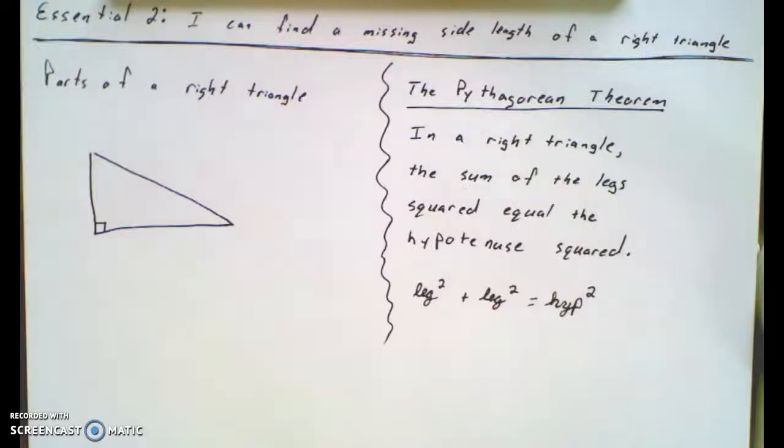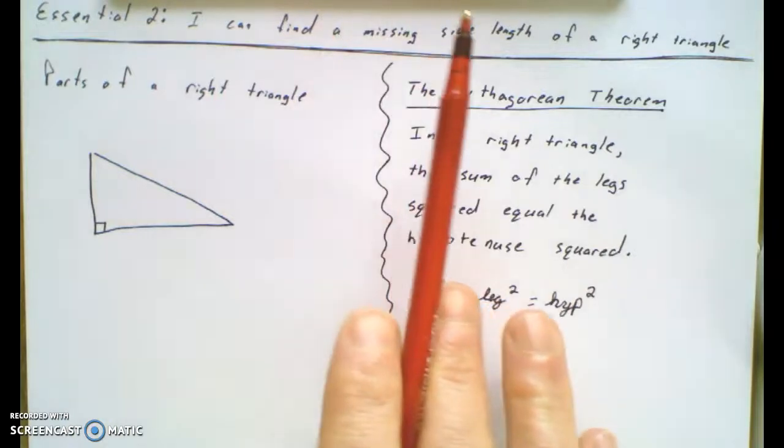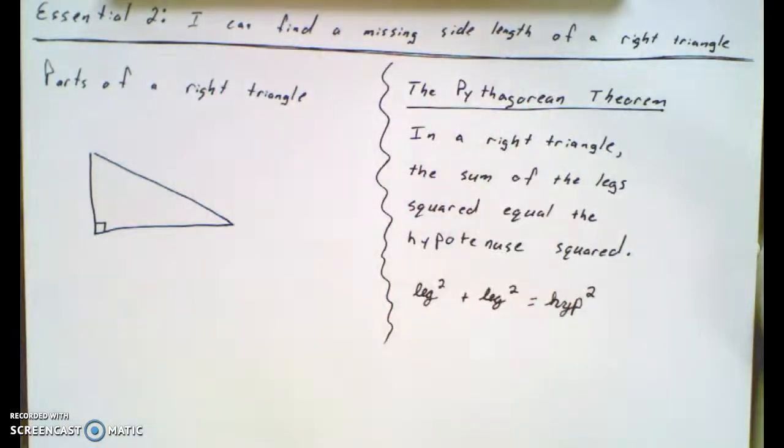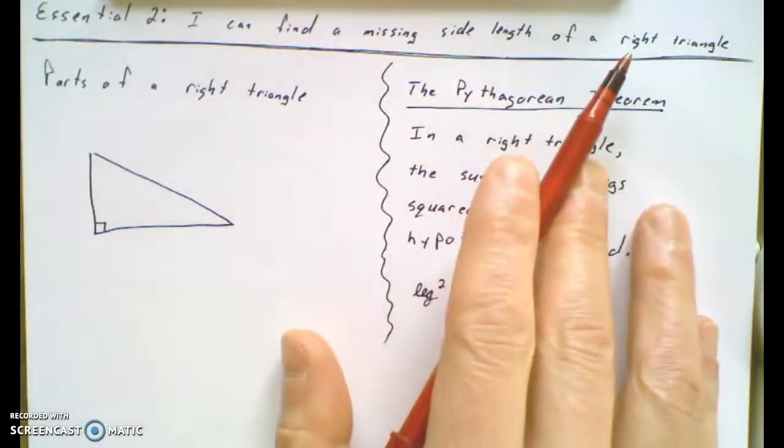All right, welcome to Essential 2. Essential 2 says I can find the missing side length of a right triangle. Remember we had the two essentials this week. This is the more important of the two. This is what we're really trying to get at, this idea of finding missing side lengths of right triangles.